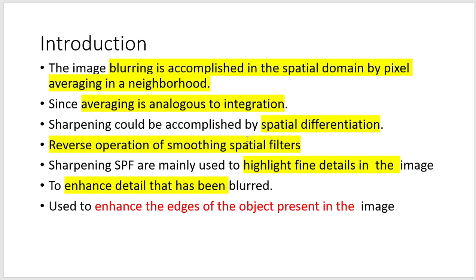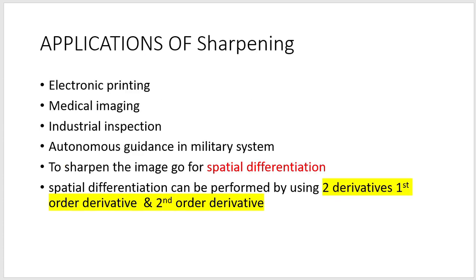Then you need to highlight the fine details present in the image. Also, you have to enhance the details in the image that have been blurred, and it is also used to enhance the edges of the objects present in an image. Applications of sharpening include electronic printing, medical imaging, industrial inspection, and autonomous guidance in military systems. Spatial differentiation can be performed by using two derivatives, the first order derivative and the second order derivative.